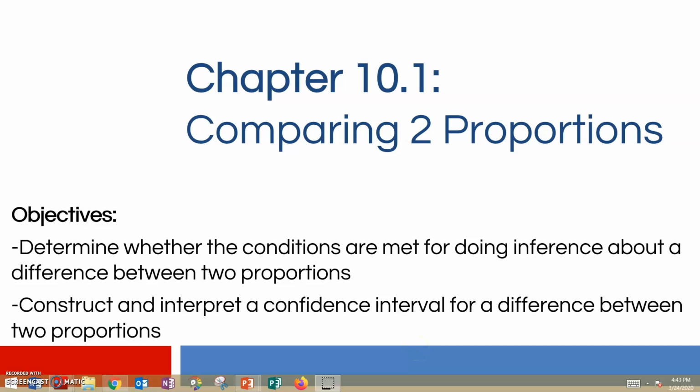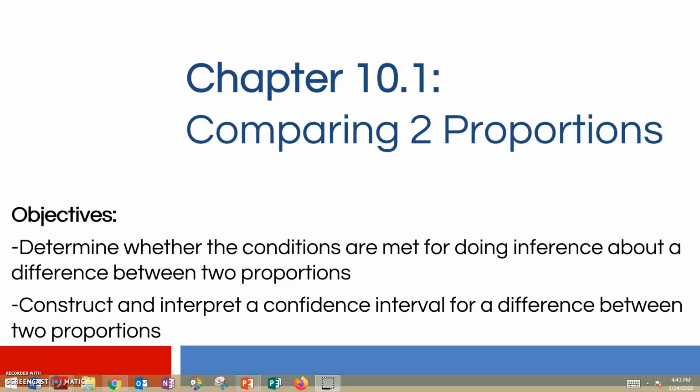Hello, class. The topic of today's lesson is comparing two proportions. We are officially starting chapter 10 in our textbook, and our first objective, and our only objective for today, is going to be to determine whether the conditions are met for doing inference about a difference between two proportions. Remember that included in those inference methods are confidence interval constructions and hypothesis tests.